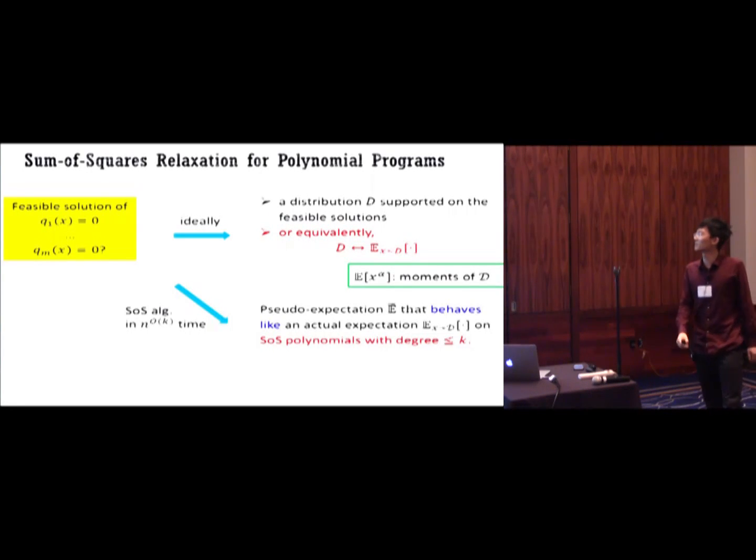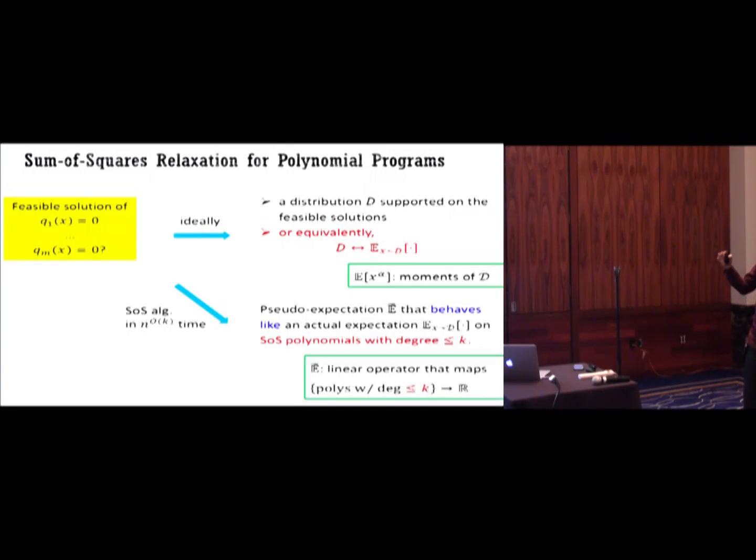So what the sum of squares algorithm can do for you is that it will give you a pseudo expectation that behaves like an actual expectation on low degree sum of squares polynomials. And just to clarify the notation here, this E tilde is a linear operator that maps polynomials with degree less than k to a real number R, and it behaves like an actual expectation on low degree sum of squares if you plug low degree sum of squares polynomials into it. This is pretty much what you need to know about sum of squares for this talk.